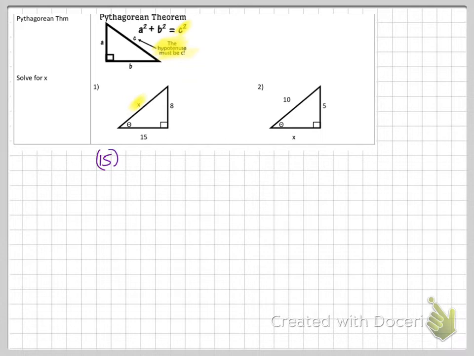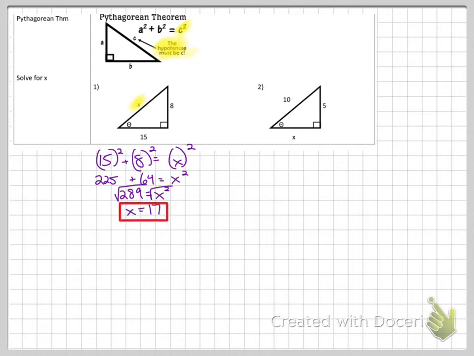15 squared plus 8 squared equals x squared. 15 squared is 225, plus 8 squared is 64, equals x squared. This is 289 equals x squared. Square root both sides. You might not know, but the square root of 289 is actually 17. So the missing side is 17. I would label this with a 17.